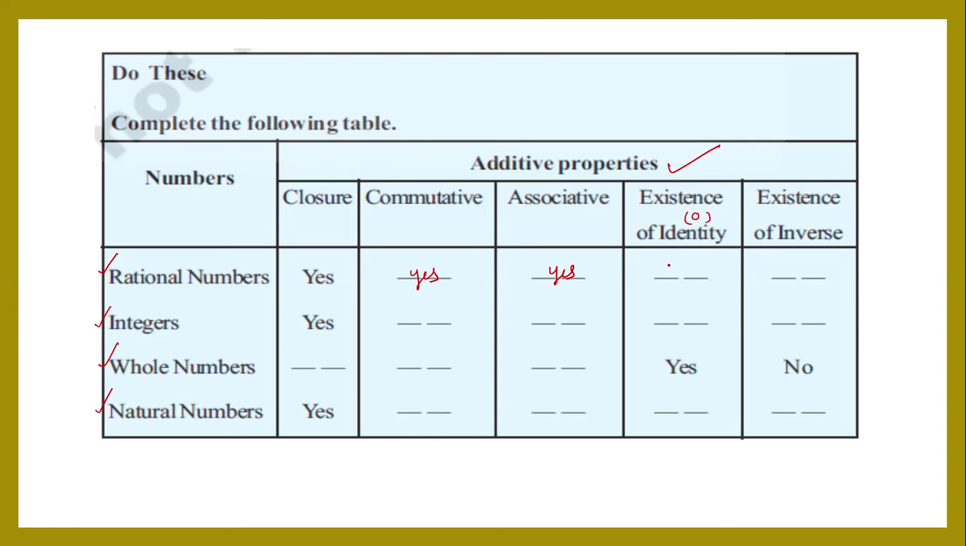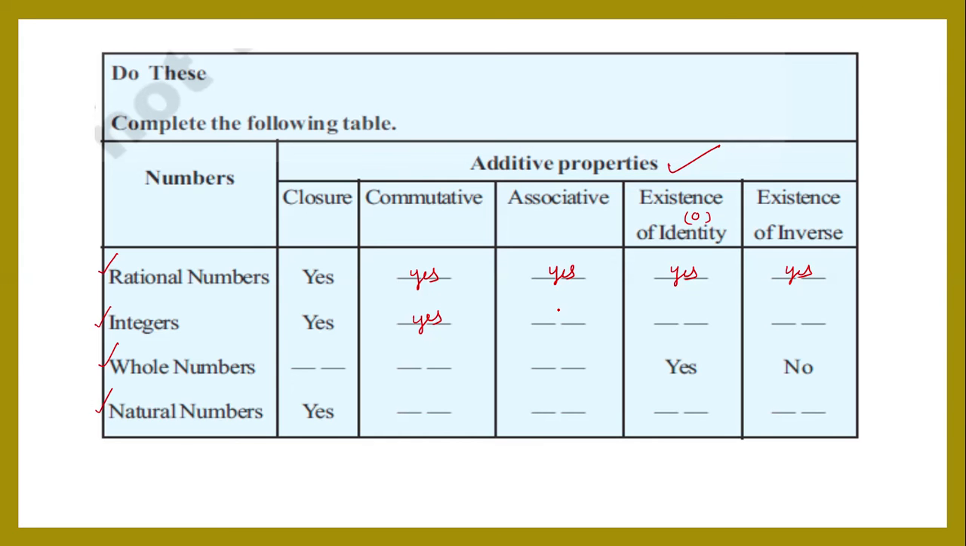As the rational numbers have zero, it is also yes. Existence of inverse: if A is a rational number, the additive inverse is minus A. That means the rational numbers have negative numbers also, so this is also yes. Now in integers, commutative property under addition, it is also yes.